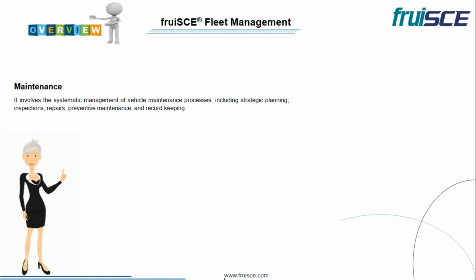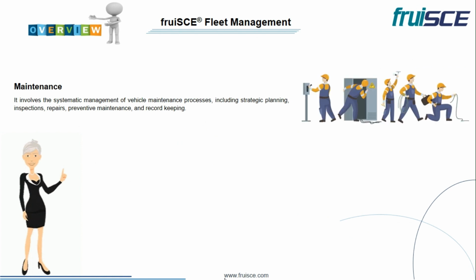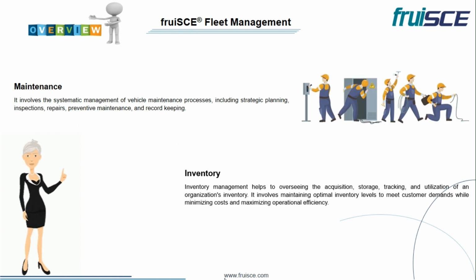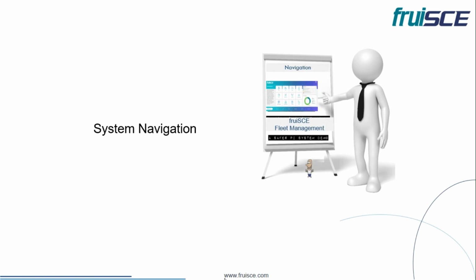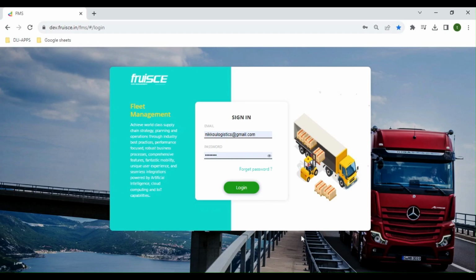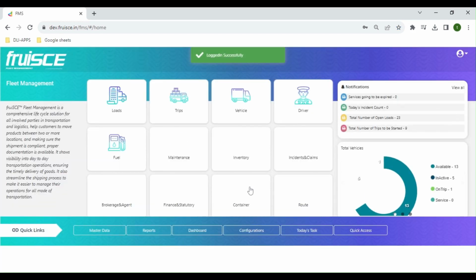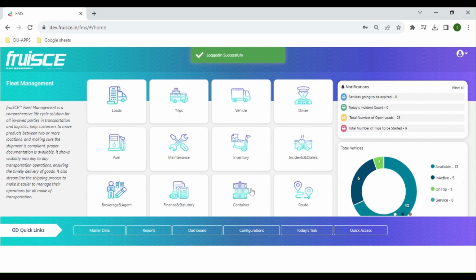Maintenance and inventory involves managing vehicle maintenance processes, including planning, inspections, repairs, and record keeping. Here we go to navigate the maintenance process in fruiSCE Fleet Management System. Begin by logging in using your credentials. Once logged in, access the maintenance module from the home page.